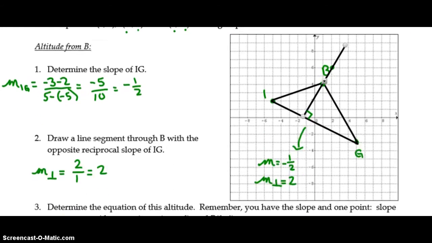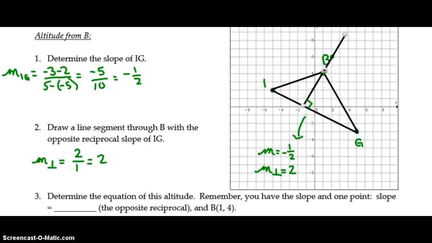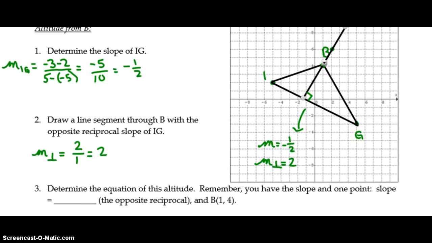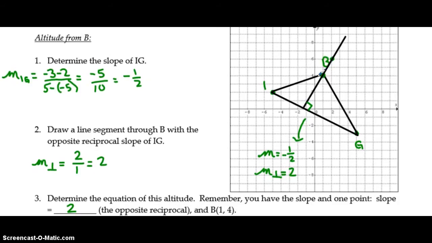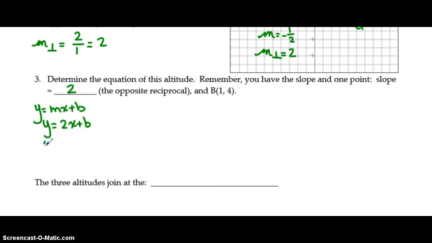To get the equation, we need the slope and we need the y-intercept. We just calculated the slope. So to determine the equation of the altitude, you have the slope being 2, and we have a point at (1, 4). In y equals mx plus b, you know that the slope is equal to 2. To get the y-intercept, you're going to substitute the point that you know it passes through, which is B, at (1, 4). So 4 goes in for y, and 1 goes in for x.